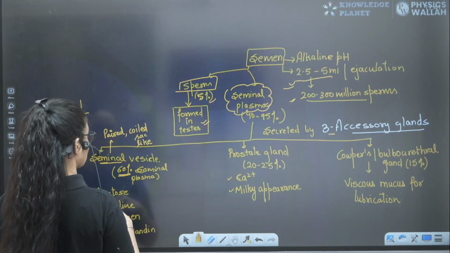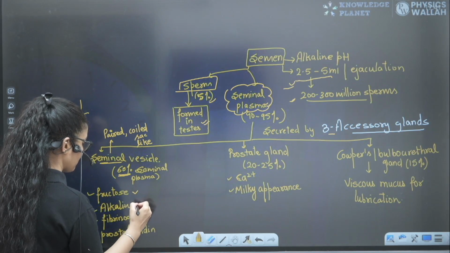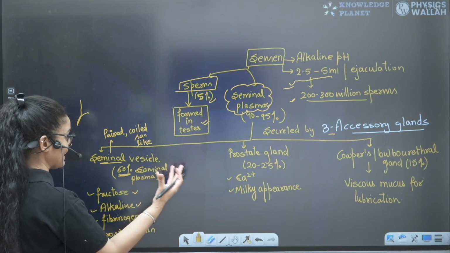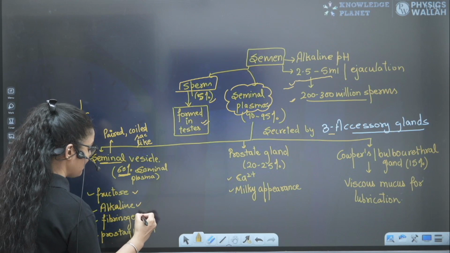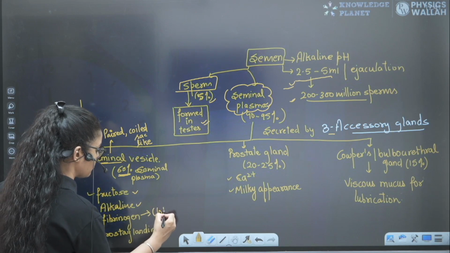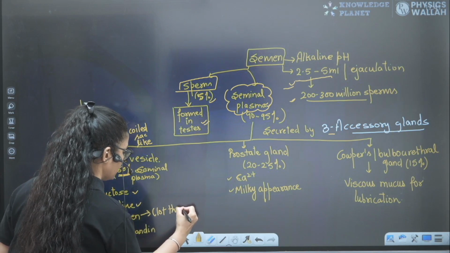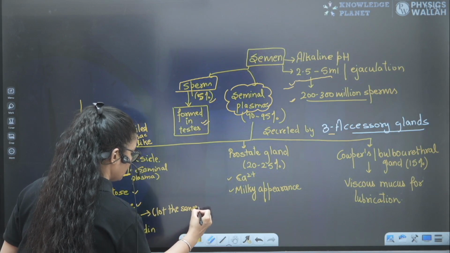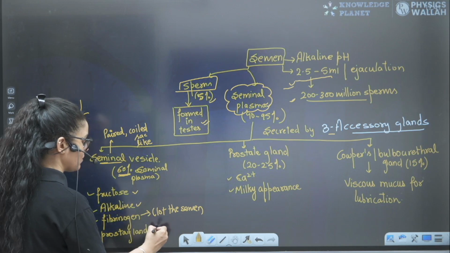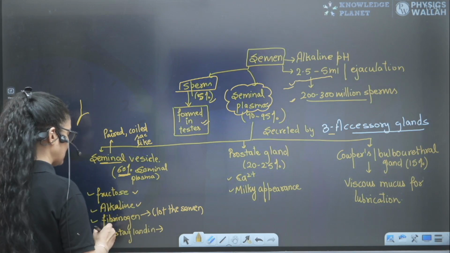So this is something which you have to remember. It secretes fructose. It is alkaline, and makes the semen alkaline. Fibrinogen will clot the semen, which is important to transfer the semen, right? And prostaglandin will actually act on the female reproductive tract.